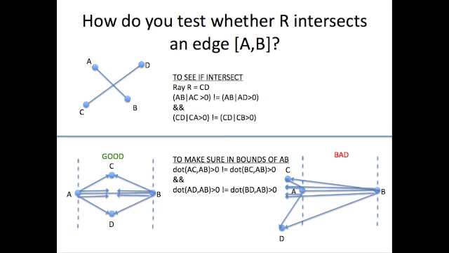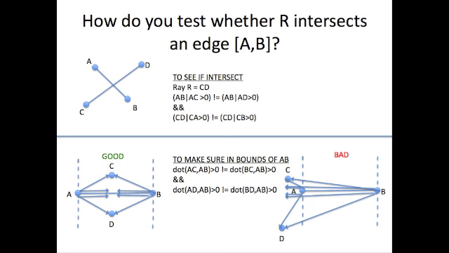So for collision detection for a ray R and an edge AB, we're going to use ray R as CD. You need to see if they intersect. So if AB det AC is opposite of AB det AD, and CD det CA is opposite of CD det CB, then that means that C and D are on the opposite sides of A and B, and therefore it intersects. So you also need to make sure that C and D are inside the bounds of AB.